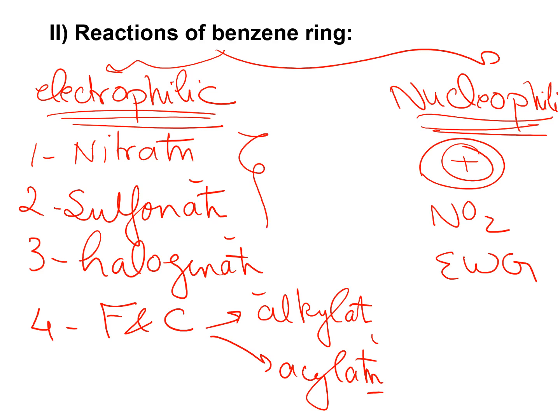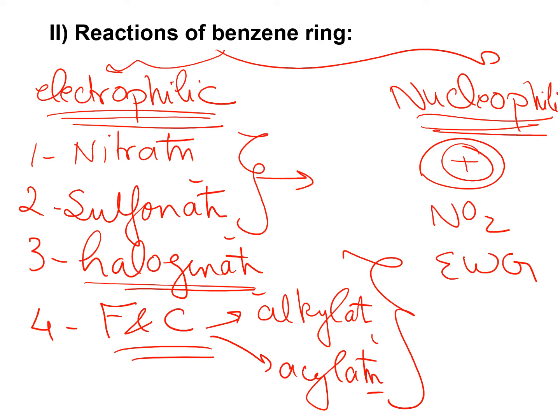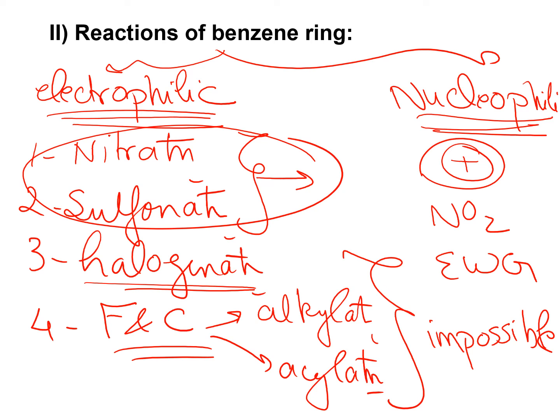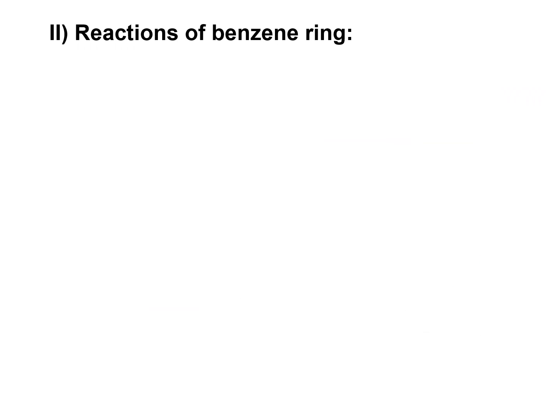In case of nitration and sulfonation, they can be performed in case of nitro compounds, but with some difficulty due to the deactivated ring. However, the halogenation and the Friedel-Crafts are very difficult to perform, and they are almost impossible. You cannot perform halogenation nor Friedel-Crafts reactions due to the high deactivation of the benzene ring. So we only deal with nitration and sulfonation. Let's draw the nitrobenzene and see how these reactions proceed.